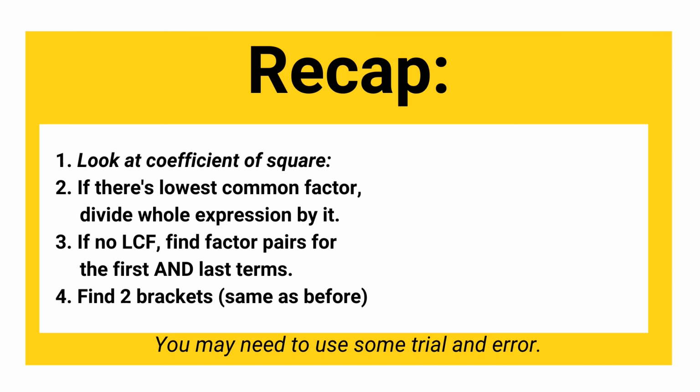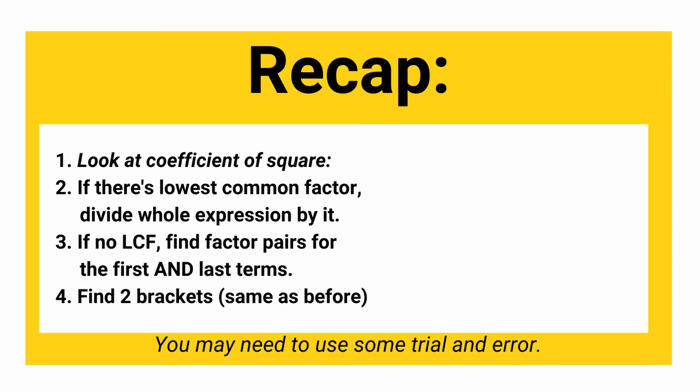Quick recap. You're going to look at the coefficient of the square, and if there is a lowest common factor, you divide the whole expression by it to get rid of that value in front of the squared variable. If there is no lowest common factor, then you need to find factor pairs for the first and last terms. In other words, the constant value and the coefficient of the squared variable.